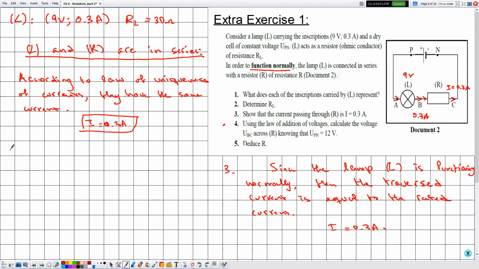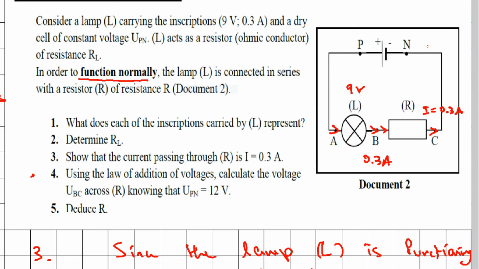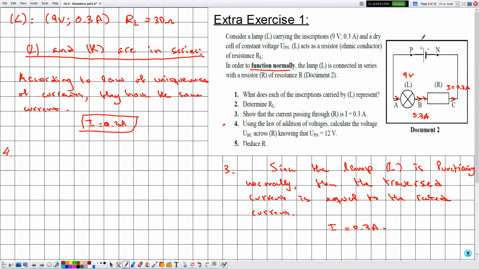Now in part 4, they are telling me using the law of addition of voltages, this is important, calculate the voltage UBC across R knowing that UPN is equal to 12 volts. So the trick is to label this voltage here. Then as a title we start by applying the law of addition of voltages.